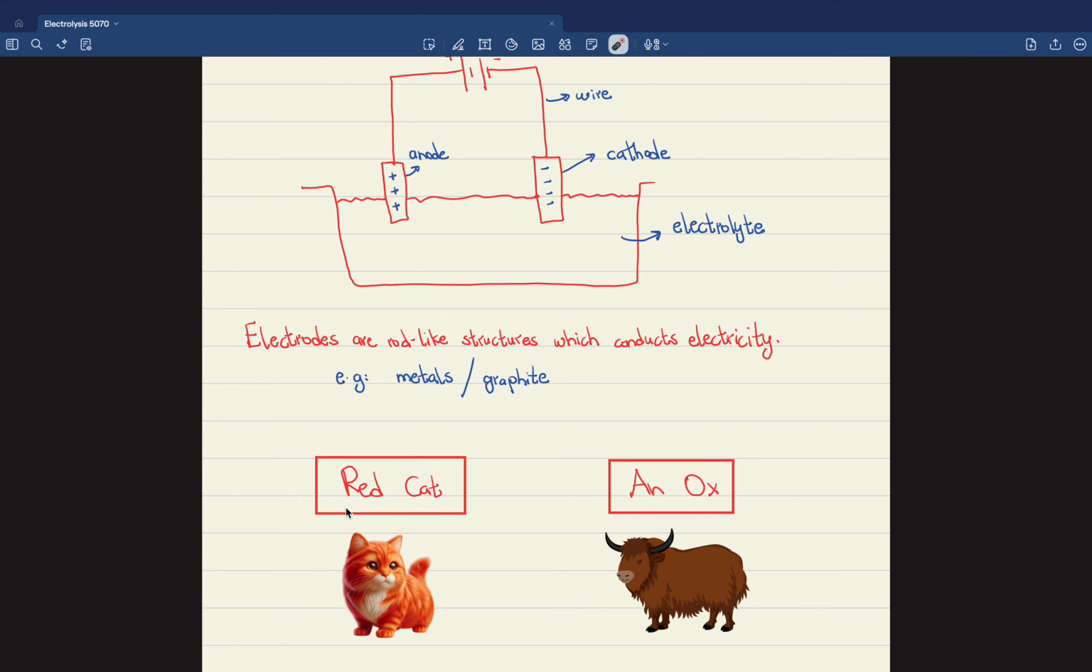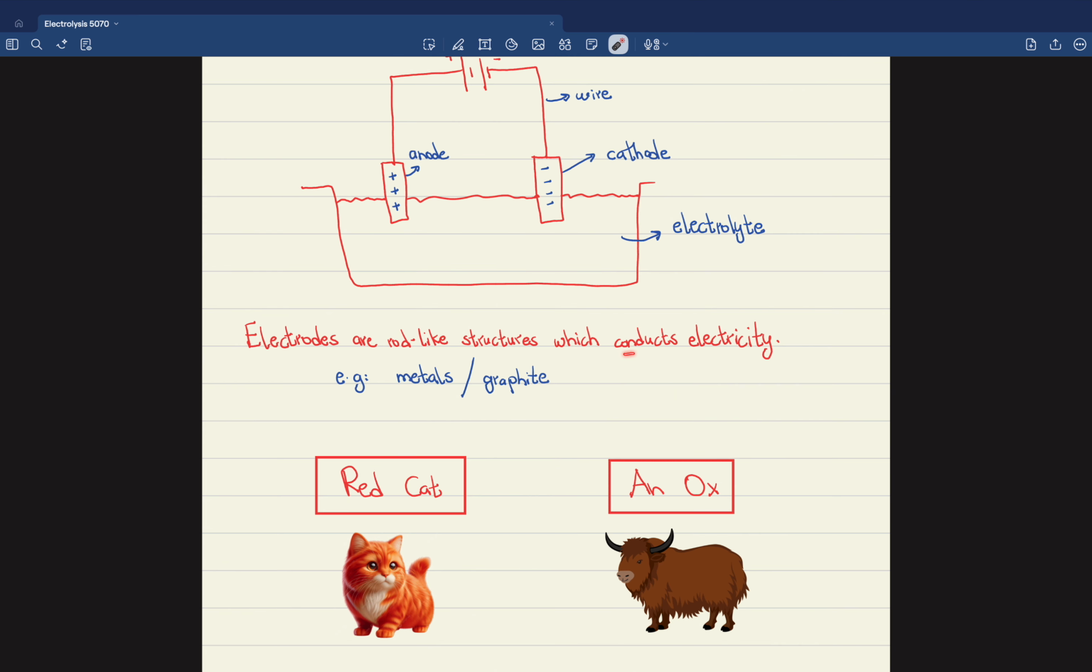We came up with a mnemonic saying कि cathode पे reduction होती है, anode पे oxidation होती है. Electrodes are rod-like structures which conduct electricity because इसके अंदर से electrons flow करते हैं, charges flow करते हैं, and therefore they conduct electricity. And the electrodes are usually made from metals or graphite. Why? Because they can conduct electricity, right?